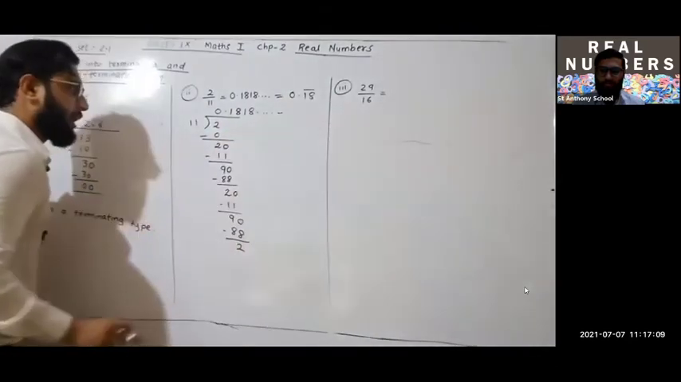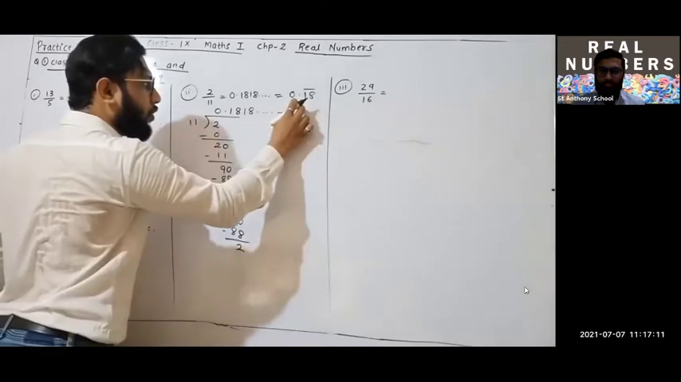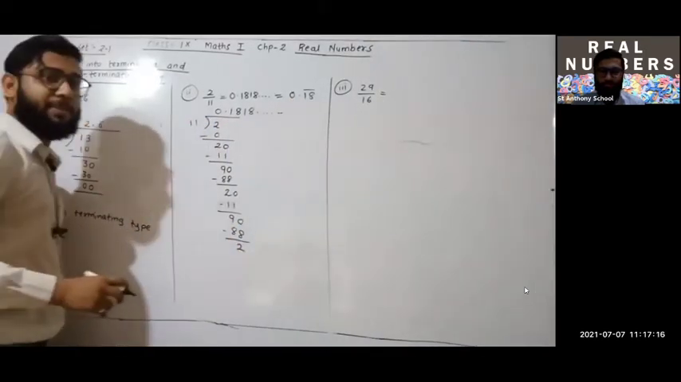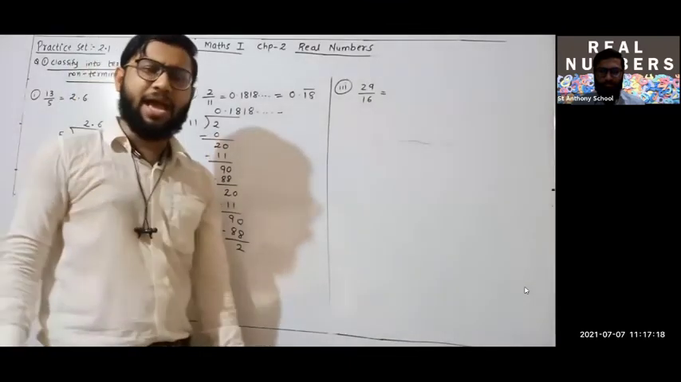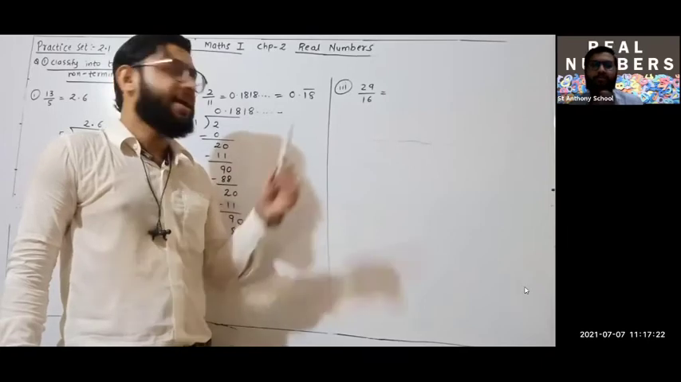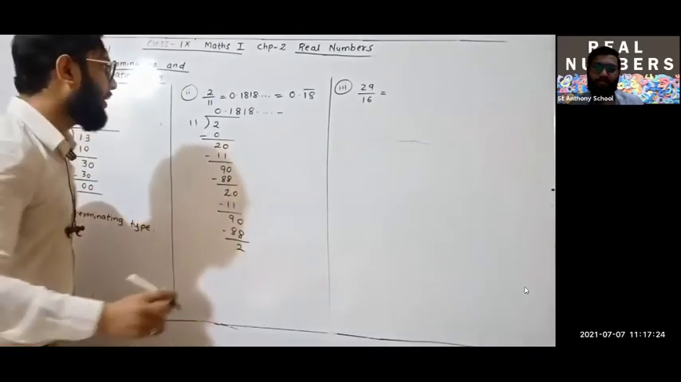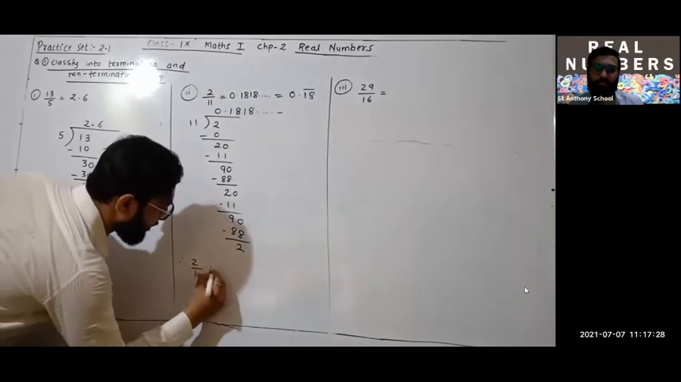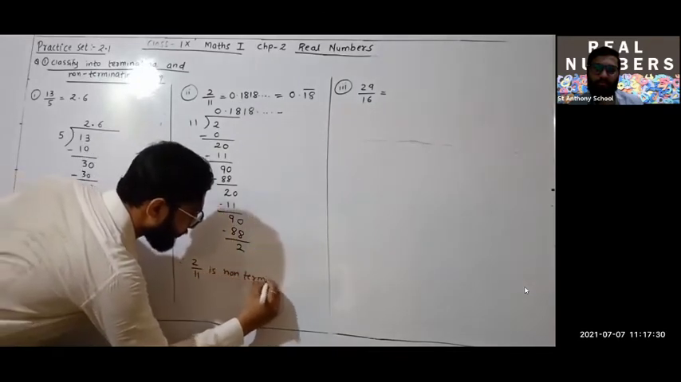Okay, so what will this be? Recurring or terminating or non-terminating? Yes, is this terminating? Isn't this terminating? No, how will this be terminating? Okay, this will continue continuously. So it will be what? Non-terminating. So I can write therefore 2 upon 11 is non-terminating type.